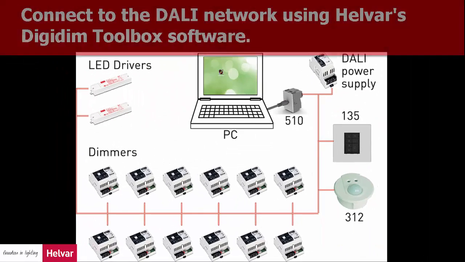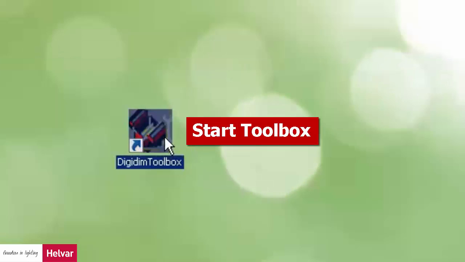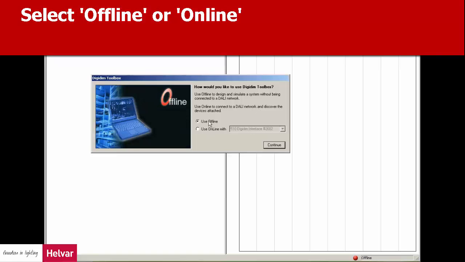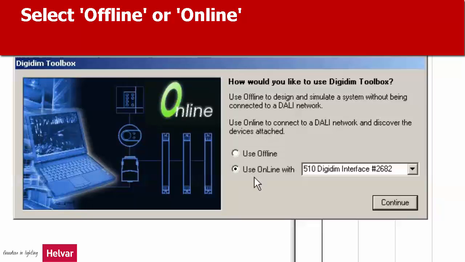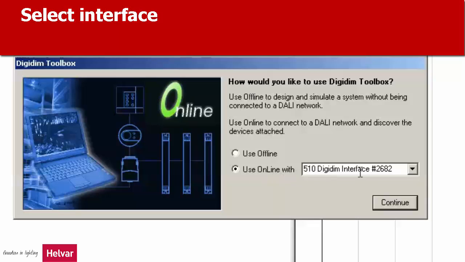This is how to connect to the DALI network using Helvar's Digidim Toolbox software. In Windows, start the Toolbox software. You can use Toolbox in offline mode or online mode. Offline mode means the PC is not connected to a DALI network, which is useful if you want to design and simulate a system. Online mode is for when you connect to an actual DALI system, which is what we're going to demonstrate now. When you choose online mode, you'll need to select the interface.